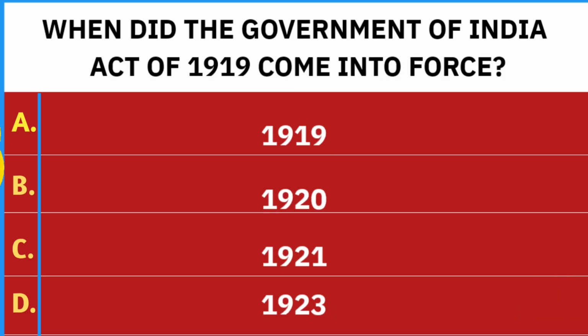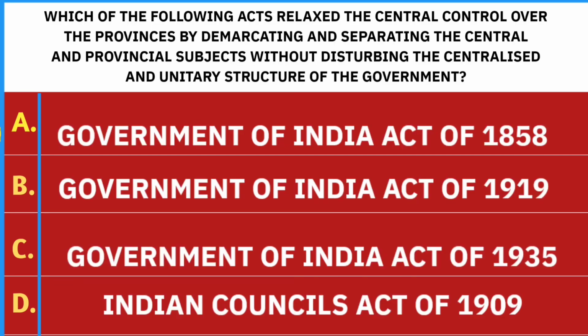When did the Government of India Act of 1919 come into force? The right answer is C. 1921. Which of the following acts relaxed the central control over the provinces by demarcating and separating the central and provincial subjects without disturbing the centralized and unitary structure of the government? The right answer is B. Government of India Act of 1919.